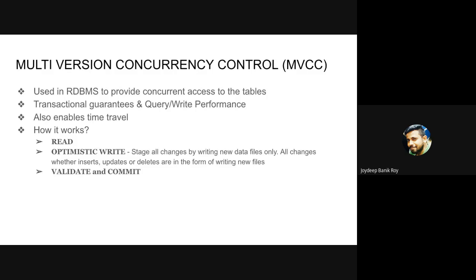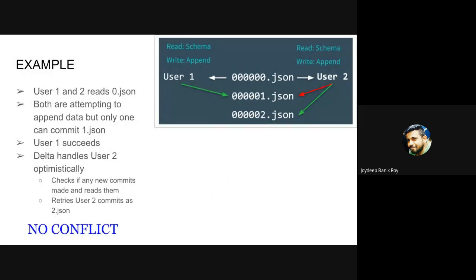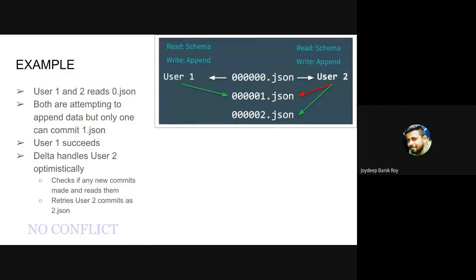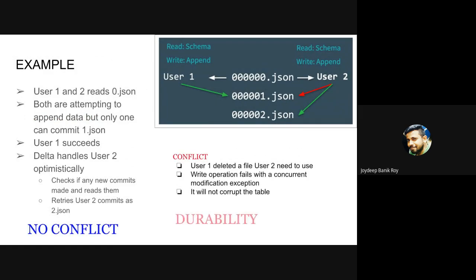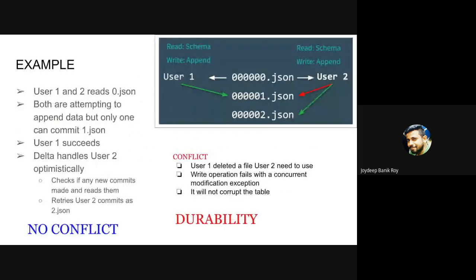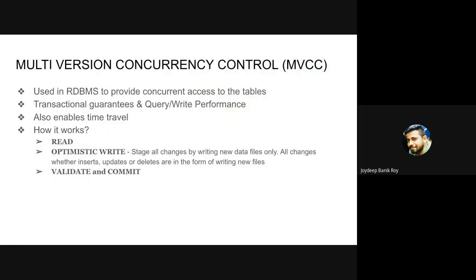Okay, it is based on this premise itself, the likelihood that you're working on different parts of data, but it has an additional tweak to it. Okay, the additional tweak is copying data. I'll explain how it works. So first, here, you read the data, and you do an optimistic write. What does an optimistic write mean? So you're supposed to make some additions to your data. You're supposed to add some rows, okay?